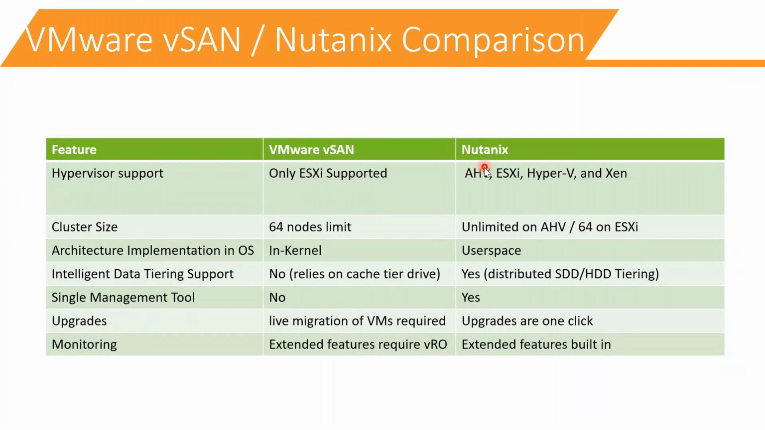With Nutanix, it supports AHV, ESXi, Hyper-V, and Xen. See, everywhere I'm going to buy the hypervisor. What makes the difference with Nutanix? Probably you might have that question, right? Everywhere the hypervisor is going to change, only the name is going to change. AHV is like Hyper-V, but at the end of the day, I'm going to get all the virtualization, right? But how do I get the benefit of Nutanix here?